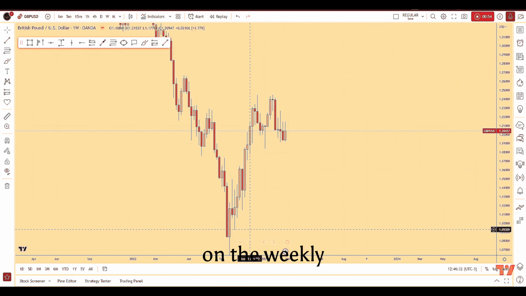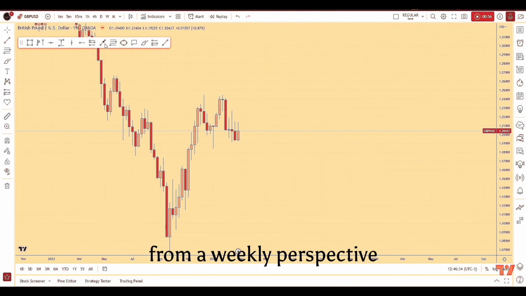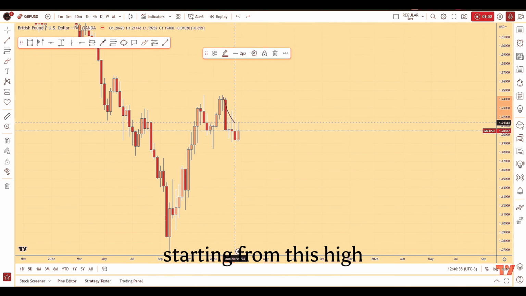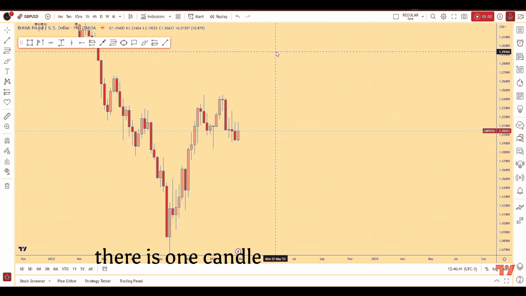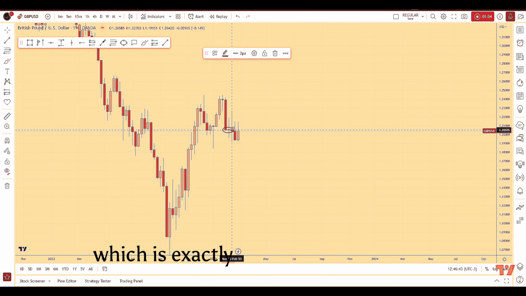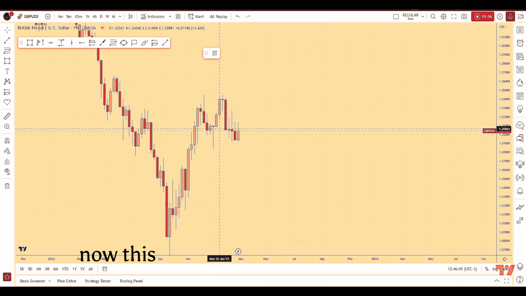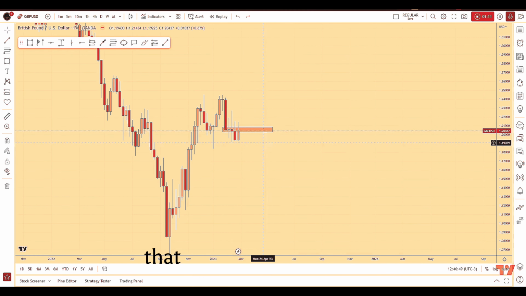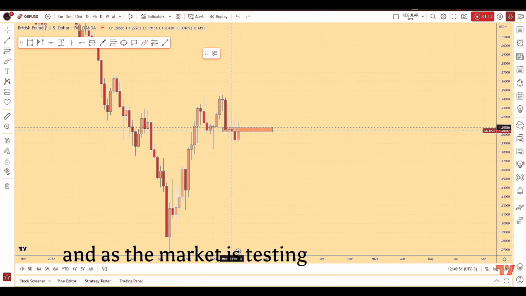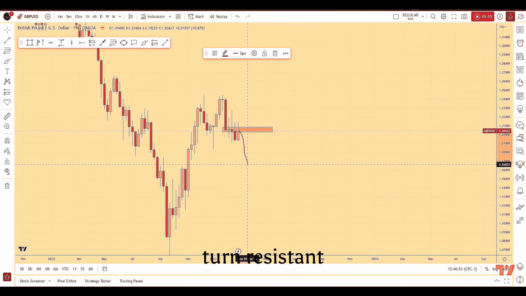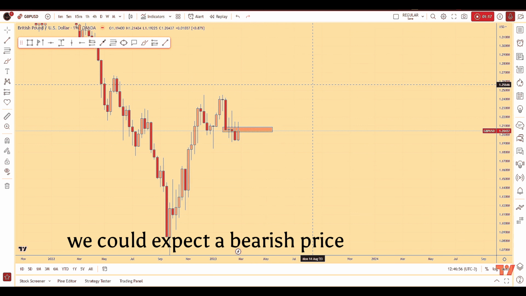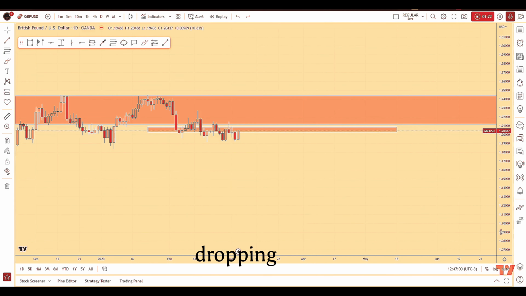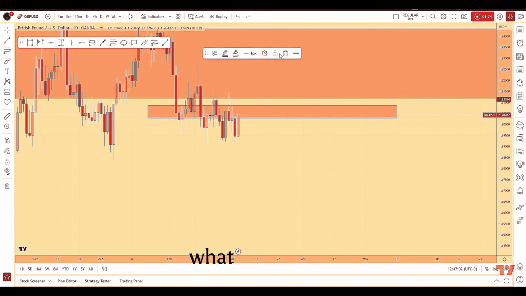Dropping down on the weekly, what do we see? Now, from a weekly perspective, we can see how during this move to the downside, starting from this high, reaching this low, there is one candle of a different color, which is exactly this green candle here. Now, this shows how this zone is precisely previous support that is now turned resistance. And as the market is testing previous support and resistance, we could expect a bearish price action to be developed away from this zone.